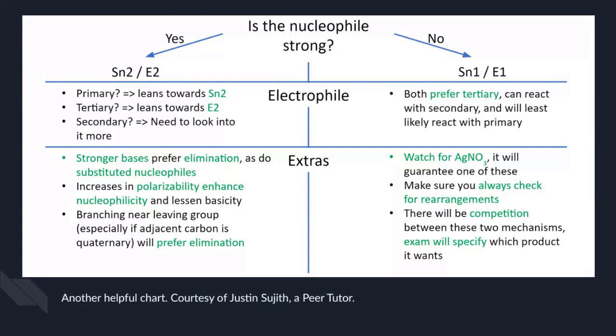That's a good question. So if there's a bulky base, it's going to be the E2 mechanism pretty much no matter what. So the stronger bases prefer elimination, as do substituted nucleophiles, meaning not primary. So if it's primary, it's going to be doing SN2. But if you keep getting more substituted, it will go more towards the elimination product. And as it increases in polarizability, that enhances the nucleophilicity and it will lessen basicity.